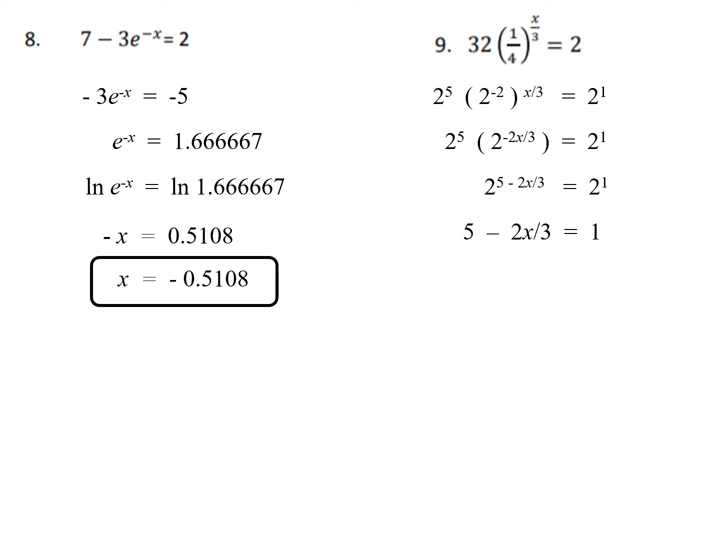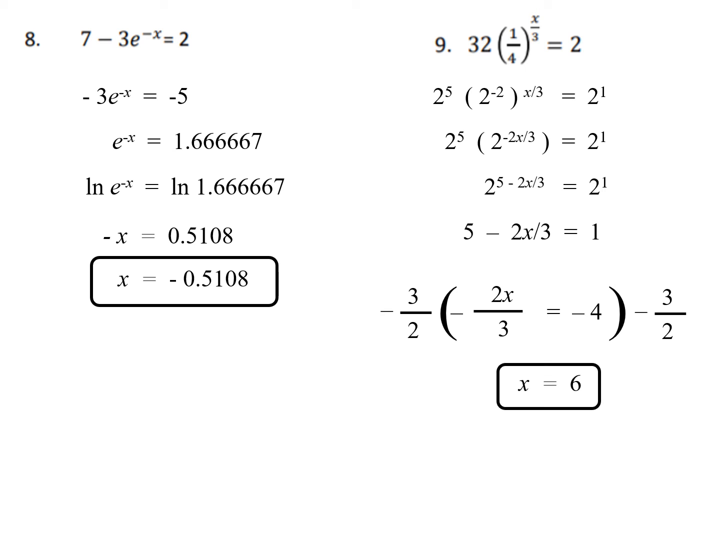And then let's see here, what are we going to do? We're going to subtract 5 from each side. I get -2x over 3 is equal to -4. I'm going to multiply each side by -3/2. So the negative signs cancel out, the 3's cancel out, the 2's cancel out. The only thing left on the left-hand side is x. And then over here, the negative signs cancel out. 4 times 3 is 12, divided by 2 is 6. So my final answer is x equals 6.